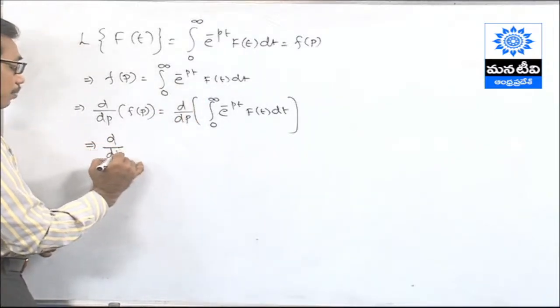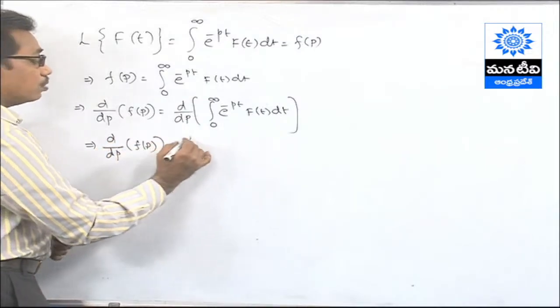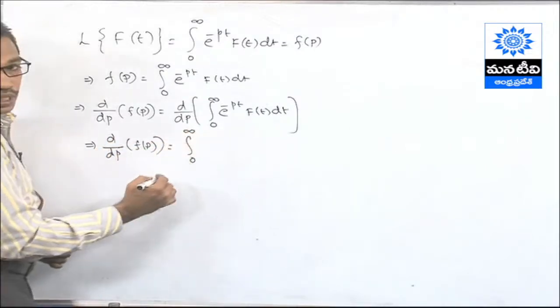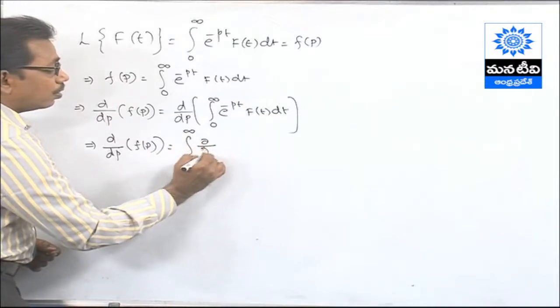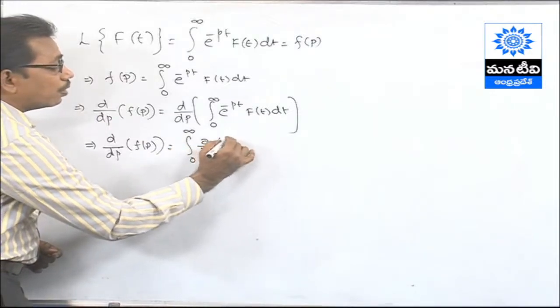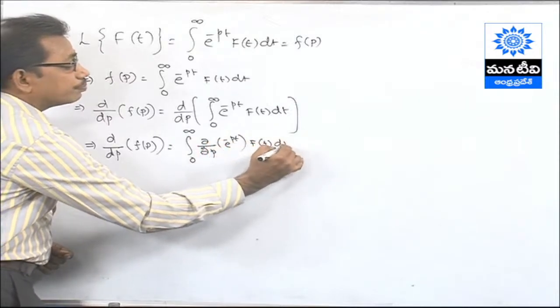So d by dp of f of p is equal to integral 0 to infinity dou by dou p of e power minus pt f of t dt.